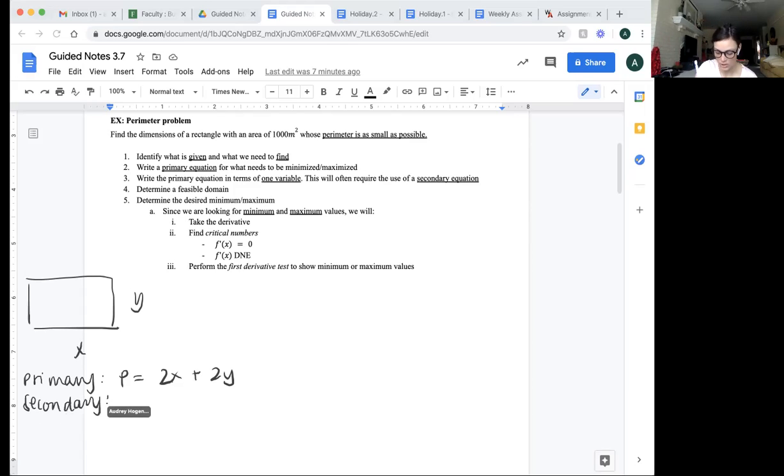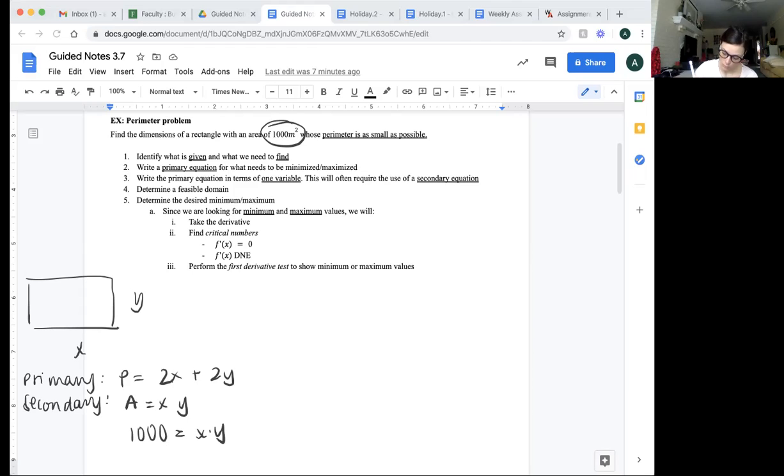And in this case, I'm going to use area because I know that my area will be equal to x times y. And further, I know that my area is 1,000 meters squared, so I can rewrite this again as 1,000 equals x times y. And now it's really easy for me to write my primary equation in terms of one variable because I can use my area equation to solve for one variable.